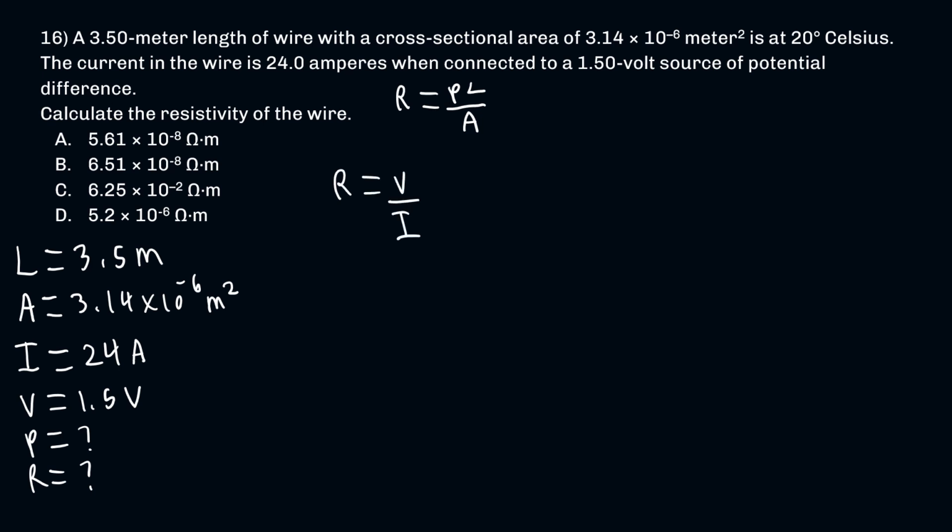Now I can just plug in the numbers that I have here. My voltage is 1.5 volts, or my potential difference is 1.5 volts. My current is 24 amperes. So I'm just going to plug this into my calculator, and I'm going to end up with my resistance. So 1.5 divided by 24, that is 0.0625 or 0.063. So my resistance here is 0.063, and that's ohms. So now I have my resistance.